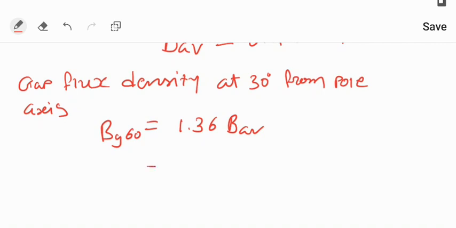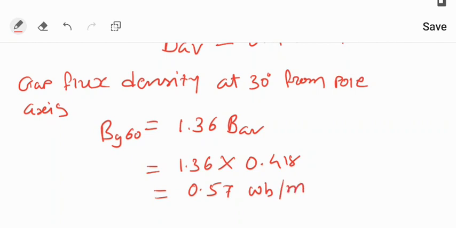So 1.36 into BAV, that is 0.418. The calculation gives a value of 0.57 Weber per meter square. You should do each and every calculation by yourself, so you understand how it comes. The value of BG60 is 0.57 Weber per meter square.